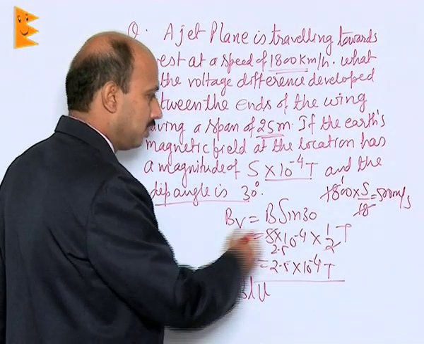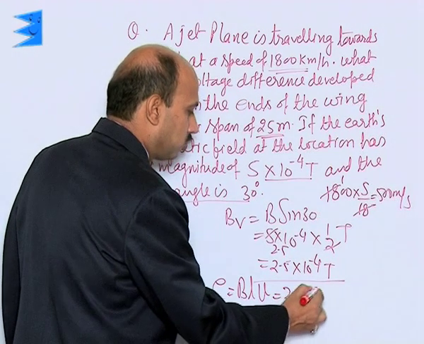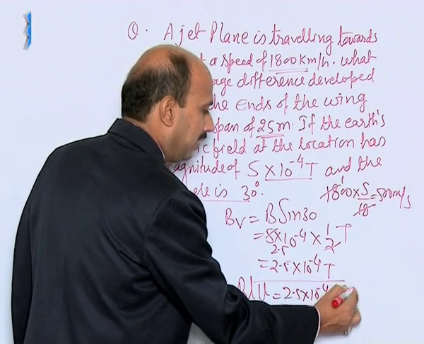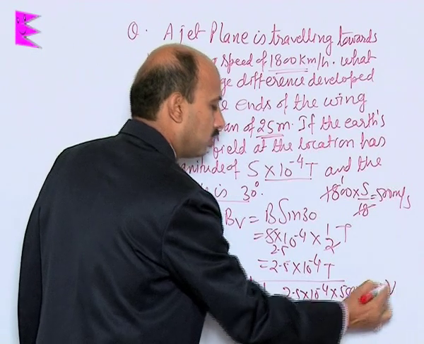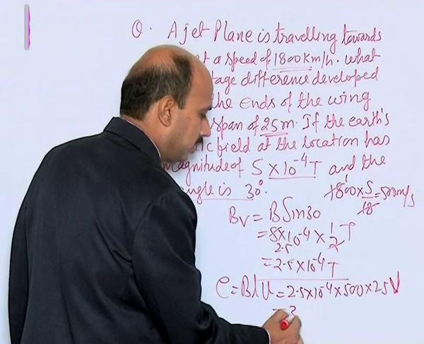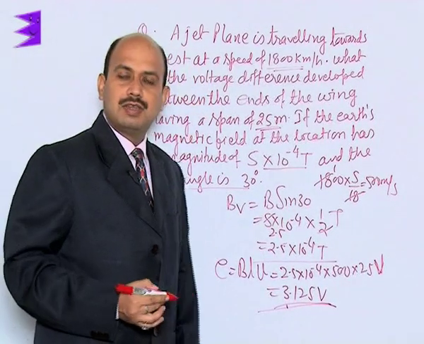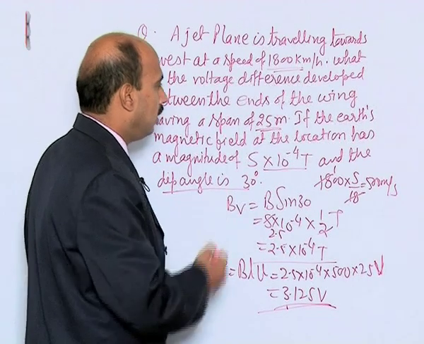So, we can write 2.5 × 10^-4 × 500 × 25 volt. That will be, this is the volt V, we will be getting here 3.125 volt. This is the potential difference developed across the ends of the wings.